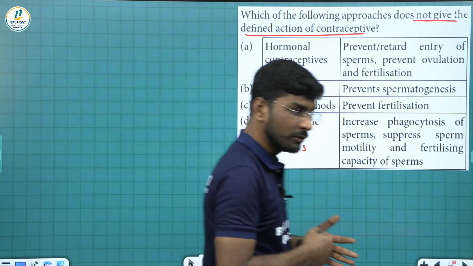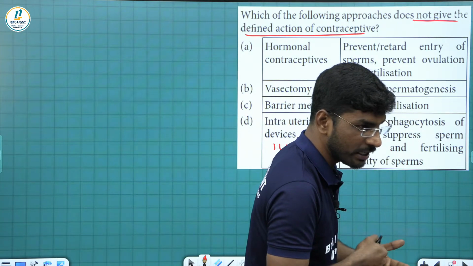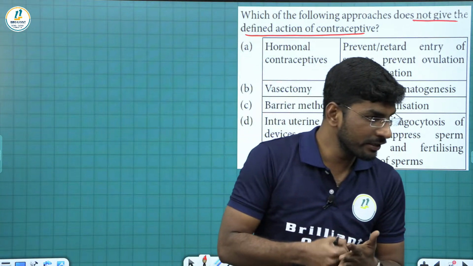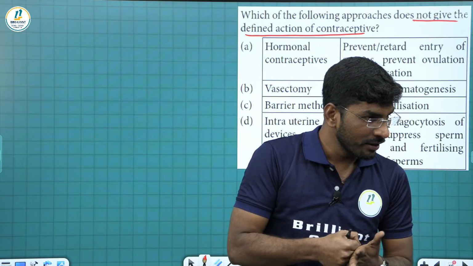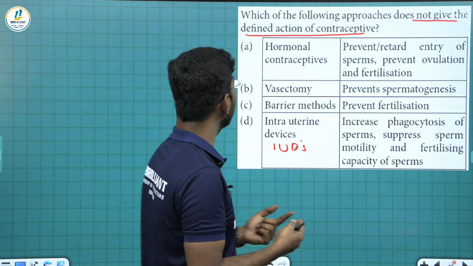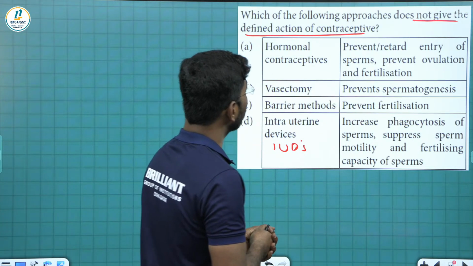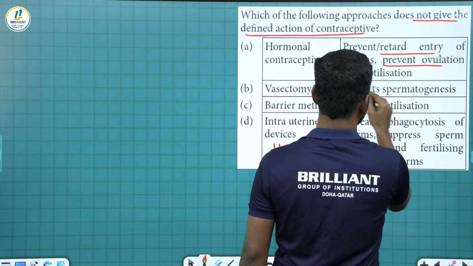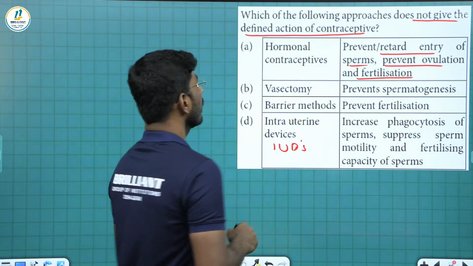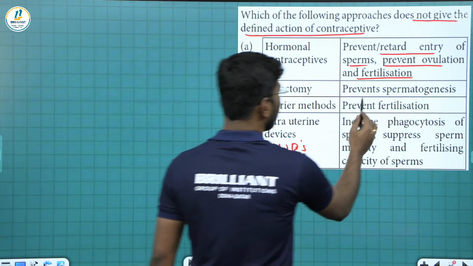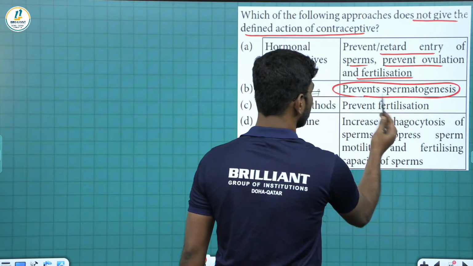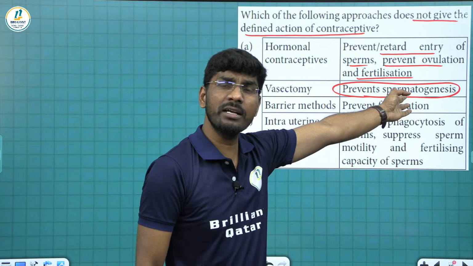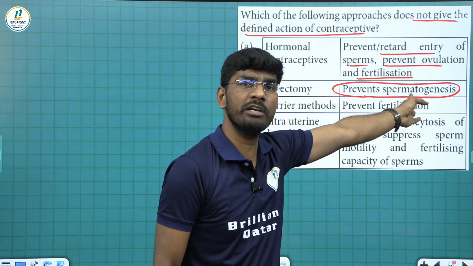Is it B? No, it's C. Husna is telling C, and my Ishan is telling B. Come on, Husna. Okay, let me try it. Hormonal contraceptives retard entry of sperm and prevent ovulation and fertilization. Next, vasectomy prevents spermatogenesis. Is it true? Are we damaging the seminiferous tubule in vasectomy?